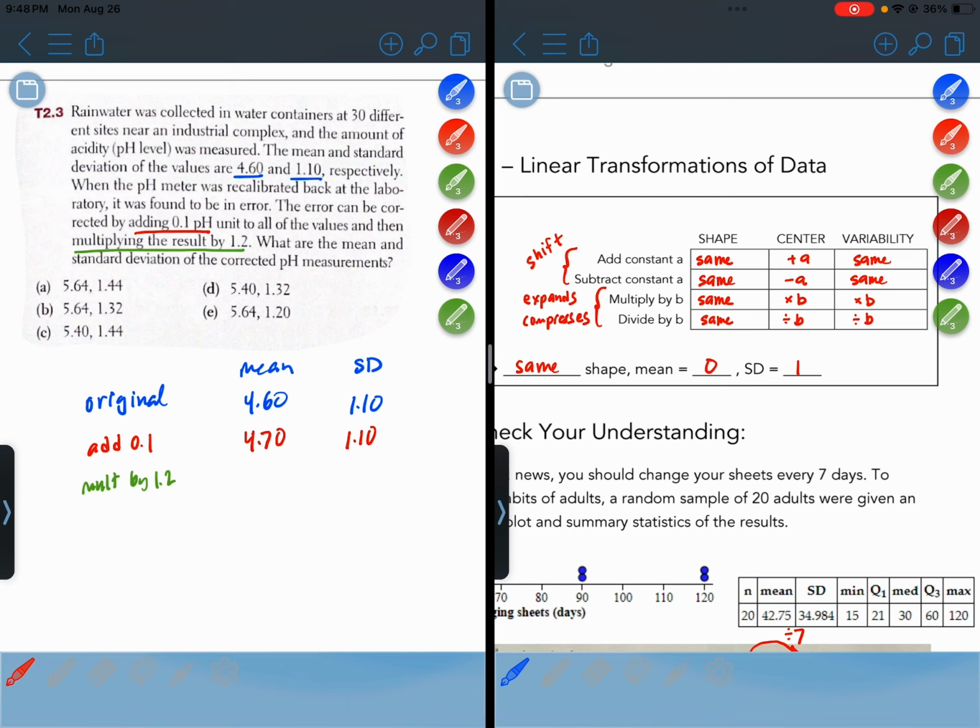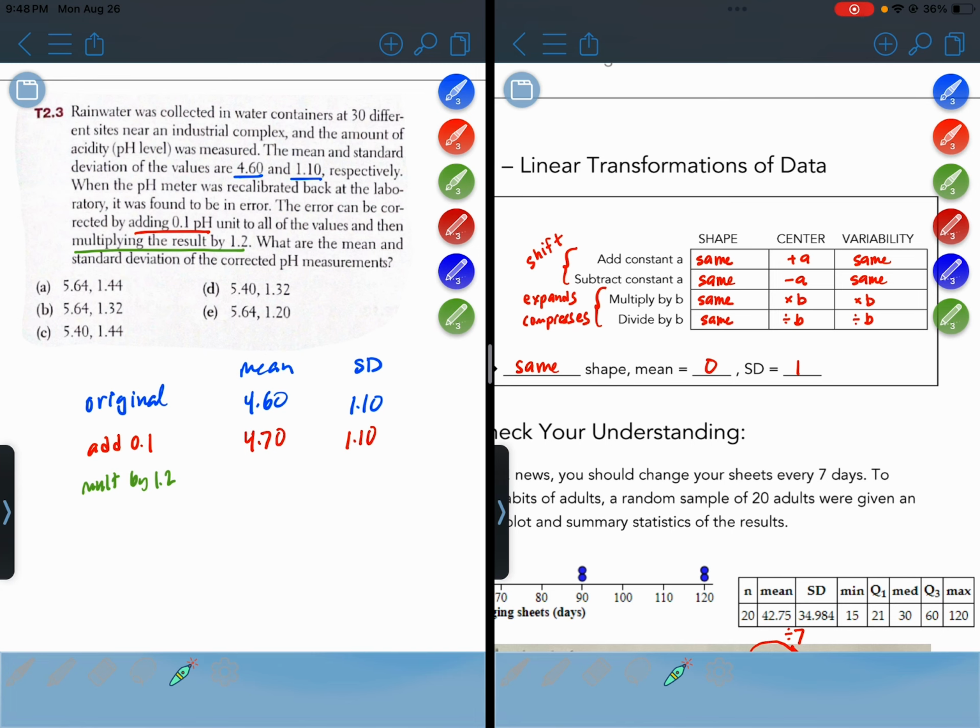Okay. Next, we're going to be multiplying by 1.2. And so multiplying is going to expand the data, right? It's going to stretch it out across the number line. Okay. Its shape won't change. Its center, so its mean, will get multiplied by whatever factor we're multiplying the data by, so 1.2. And the variability, or SD, will increase by the same factor.